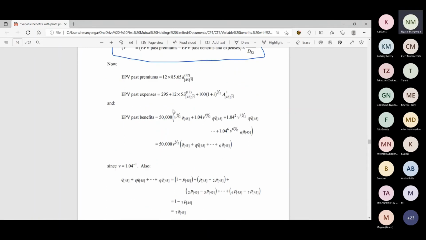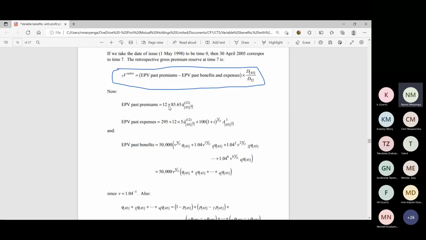So in terms of the expected present value of past premiums, you need to say 12 times the premium that we calculated earlier, which is 85.625, times the temporary annuity due payable for 7 years. So this is basically just discounting the annual premiums that have been paid for the first 7 years. Since the premiums are payable monthly, we have this 12 on top of the a here. So this will need to be simplified again. And we know that we can easily simplify it with the formulas that we've used before.